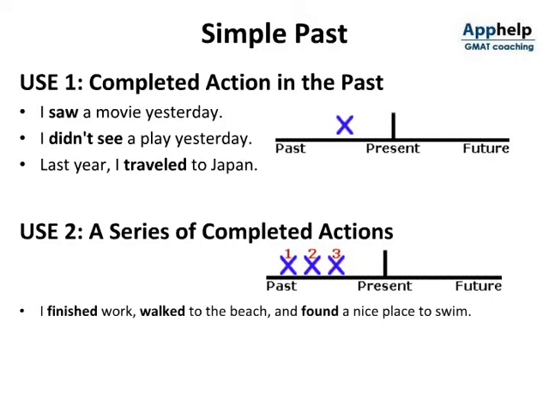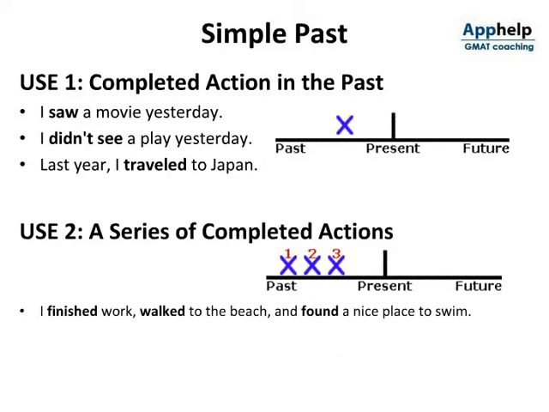Moving on to past tense, let's start with simple past. Use 1. Simple past is used to describe a completed action in the past. For example, I saw a movie yesterday. I didn't see a play yesterday. Last year, I traveled to Japan.